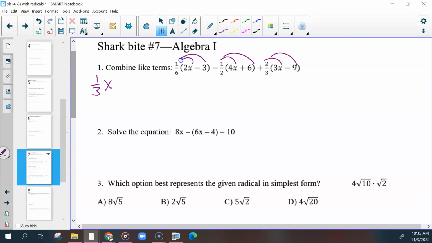Negative 3 over 6, or negative 1/2. And then here, because these go into each other, 4 over negative 2 would be a negative 2x. 6 over negative 2 would be a negative 3. Just 3, not x. And then the last part would be 2 times 3, so 6 over 3 is 2x. And then 2 times negative 9 is negative 18 over 3, is negative 6.